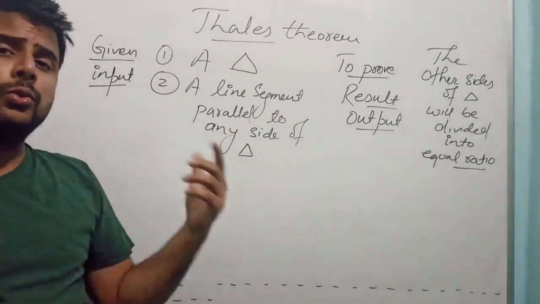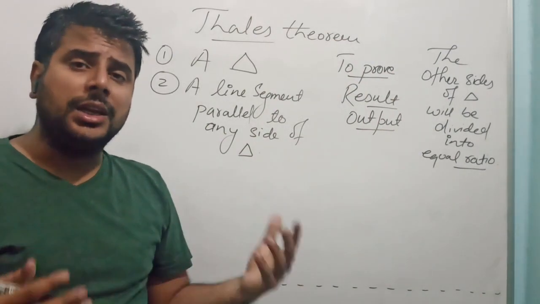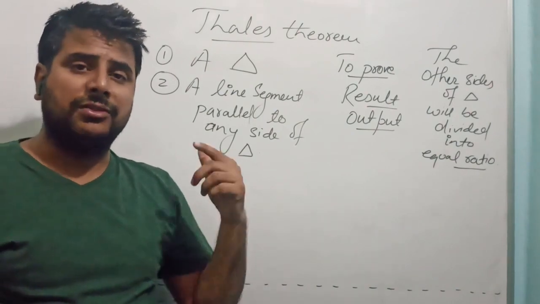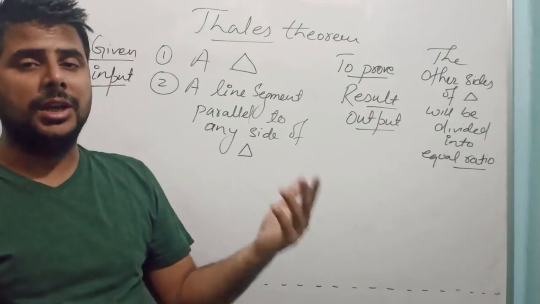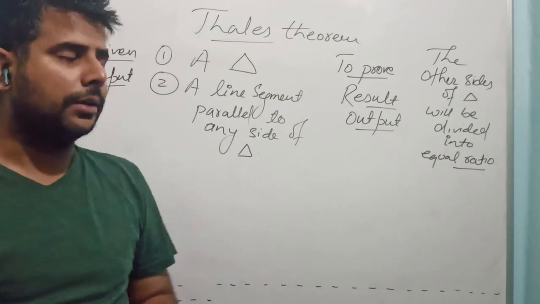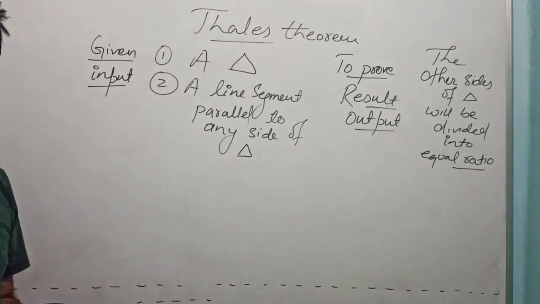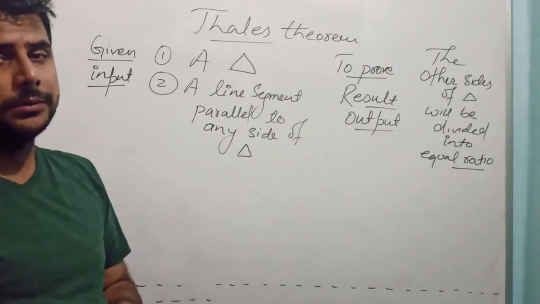Proportion means the two ratios can be equal. That is the meaning of proportion. If two ratios are there that can be equal, that is the meaning of proportion. Okay, so let's try to understand the same thing with the help of the figure.